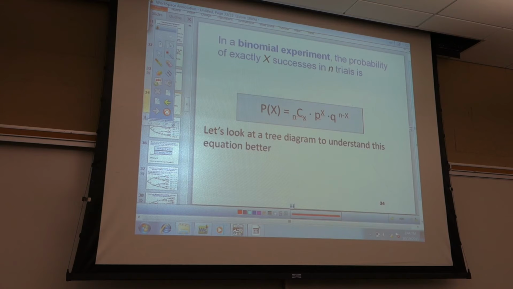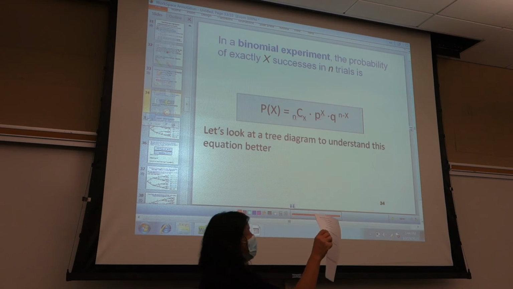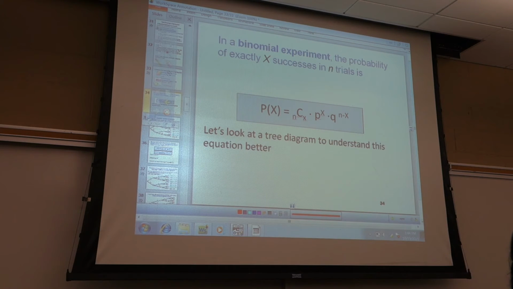All right, so the binomial experiment. The probability of exactly X successes in N trials is, write this into that space right there, big P, the probability of X is equal to N choose X. You guys have seen that before. We saw that in chapter 4.6, N choose X. Now you can use a calculator to find it, that's no problem. Times little p raised to the power of X, multiplied by little q raised to the power of N minus X.